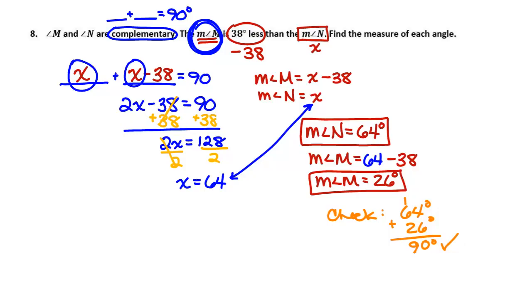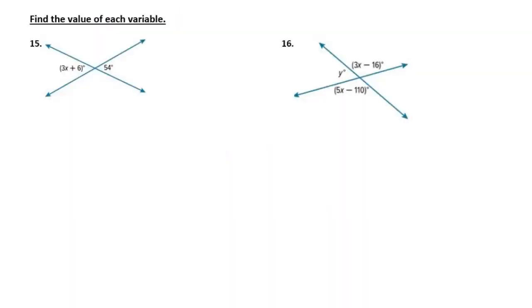On the test, I want to say 12 questions total, and that includes 2 multiple choice. So the review is a lot longer than the test. All right, 15 and 16.